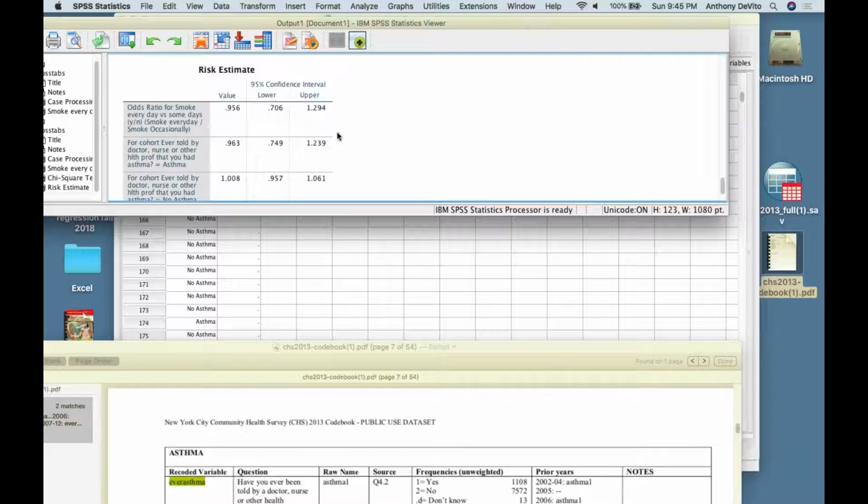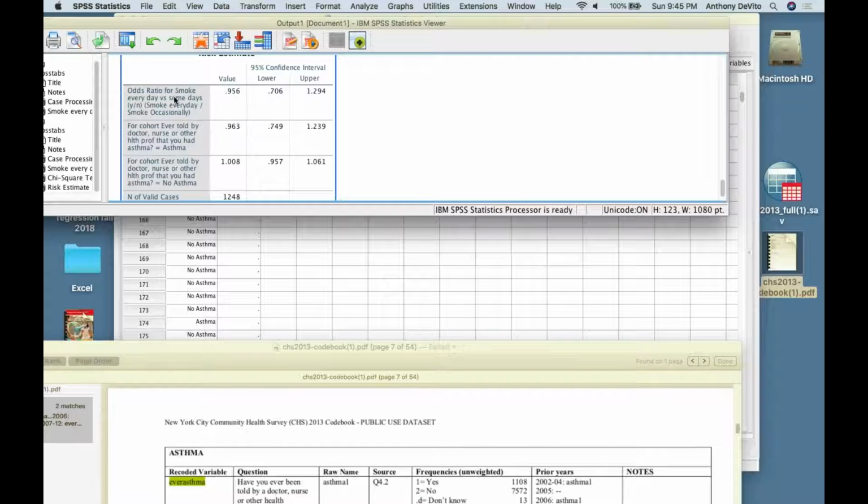We noticed that people who smoke every day have lower risk of having been diagnosed with asthma. Well, let's see. Odds ratio for smokers smoking every day is 0.956. Well, no difference would be 1. So our null hypothesis here is that the relative odds ratio and relative risk are equal to 1. Our alternative hypothesis is that the odds ratio and relative risk are not equal to 1. So look, it's close to 1, but it's less.